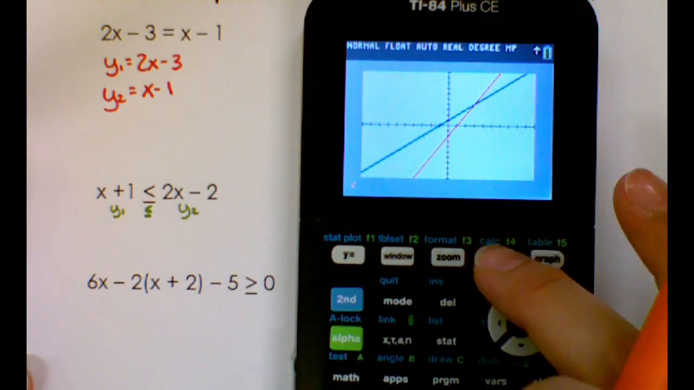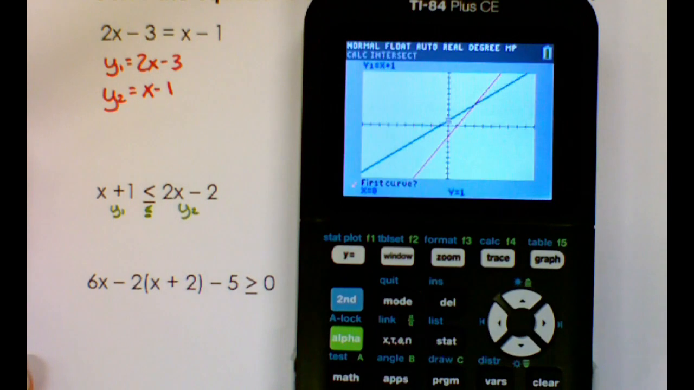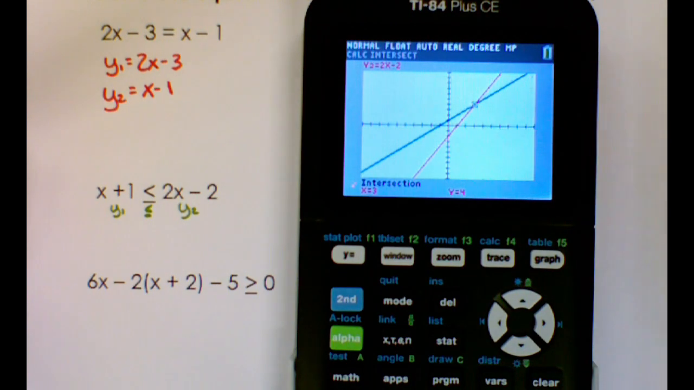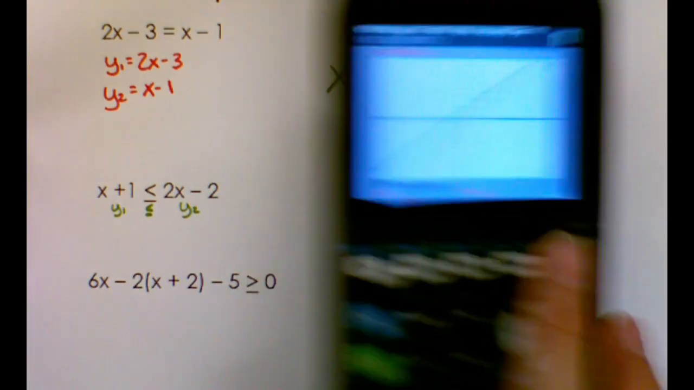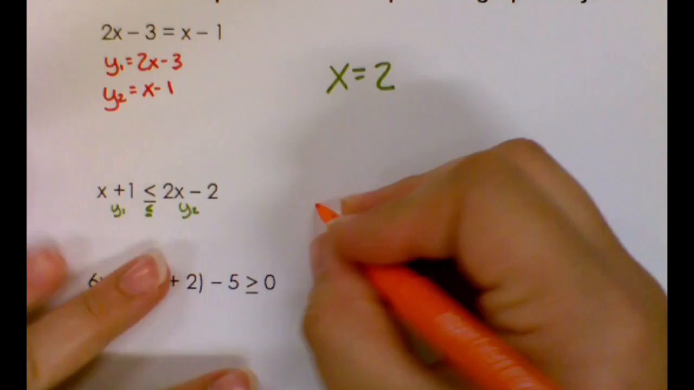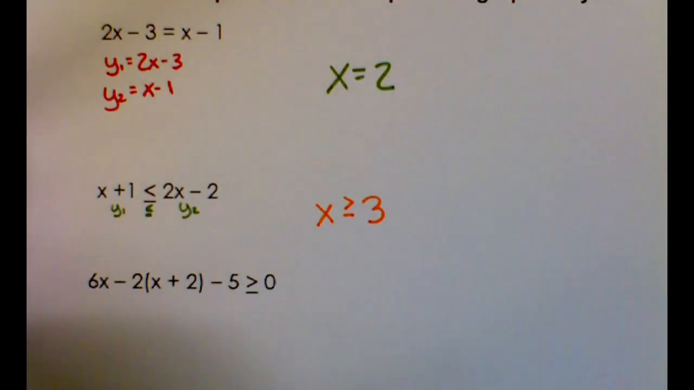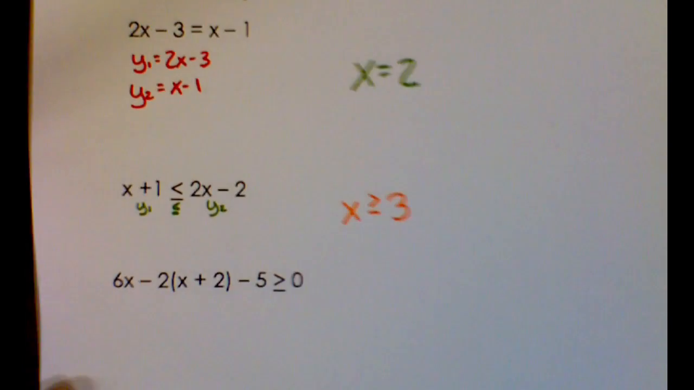So I want to find that intersection. So I can calculate, intersect, first curve, second curve, guess. They intersect at 3, 4. So from 3, for my x values, forever, the blue is less than the red. So my answer is that x is greater than or equal to 3, because it started at 3 and went forever.